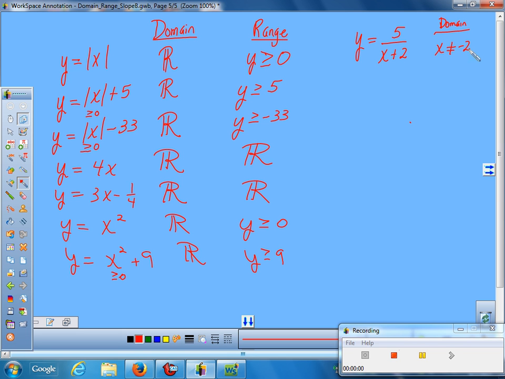Now, I'm not going to ask you to do range on the fractions because that gets really tricky depending on whether the number on top is bigger or the number on the bottom is bigger. And that's going to be on the assessment stuff, you know?